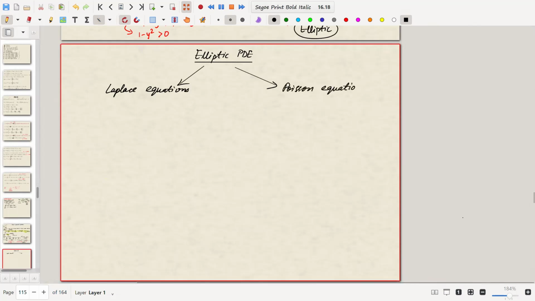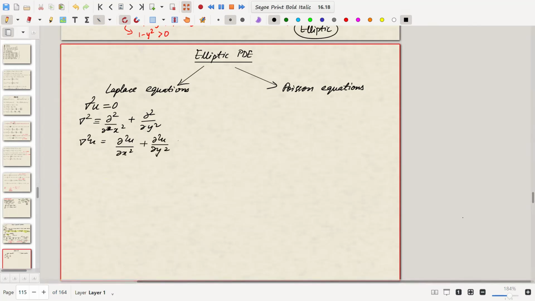Okay. So what are Laplace equations? Laplace equations are of the form del squared u equal to 0, where u is a function of x and y. Grad squared is equivalent to dou squared by dou x squared plus dou squared by dou y squared. So when you apply it to u, it becomes dou 2u by dou x2 plus dou 2u by dou y2 equal to 0. If you see this kind of equation, it is known as the Laplace equation.